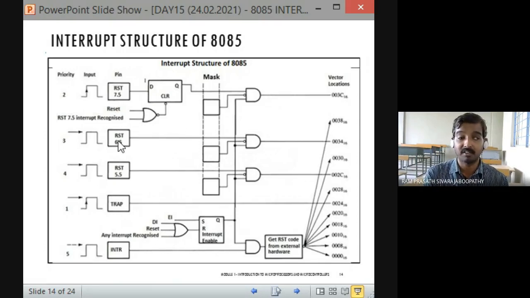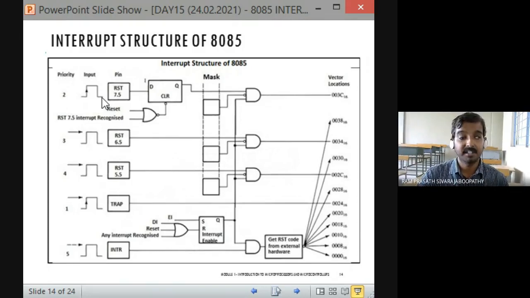What about RST 7.5? You can see the image and tell. Whether it is level sensitive or edge sensitive? Yes, very good. It is edge sensitive, positive edge. Whenever the signal transitions from 0 to 1, the interrupt will be recognized.